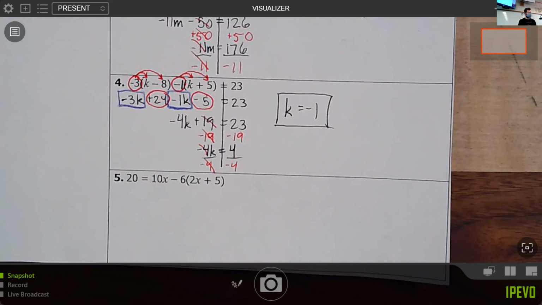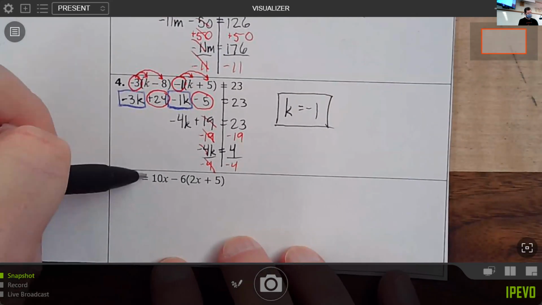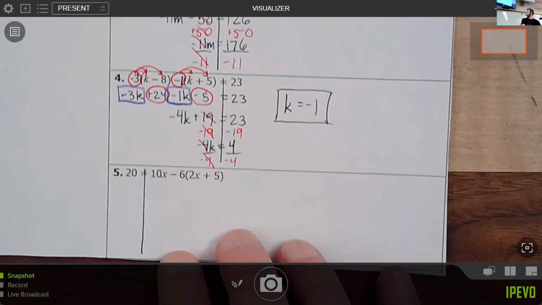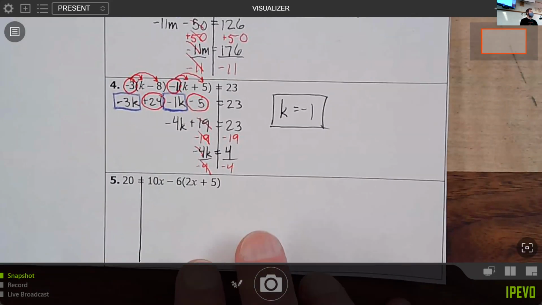So let's go ahead and finish up this first page. Problem number 5. Do we see parentheses? Yeah. What number is right on the outside of those parentheses?